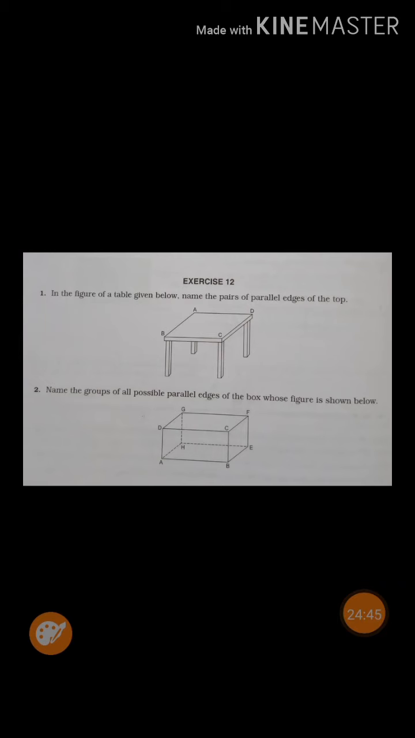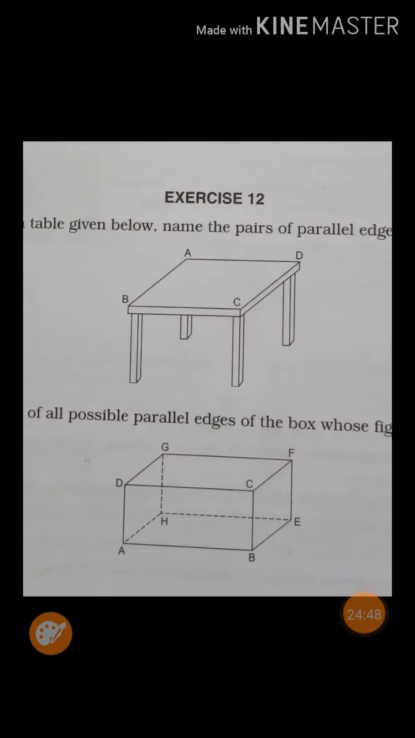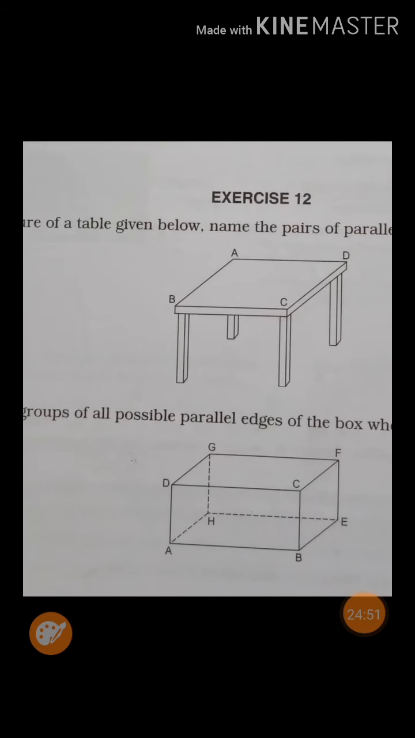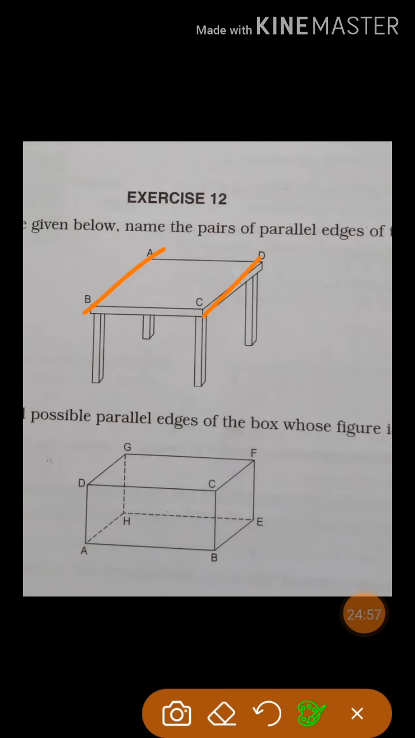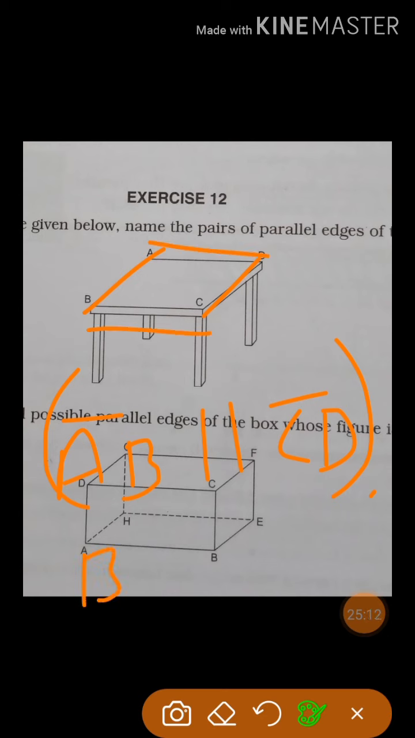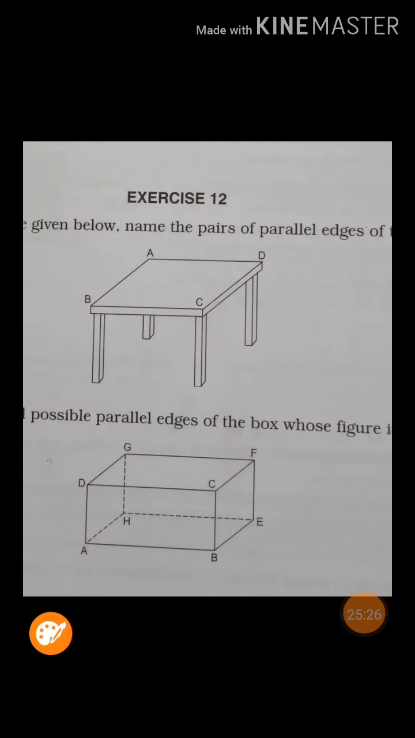Now see question number one of exercise 12. There this is the top of a table and we need to write the pairs of parallel lines. How to write? We can see that AB is parallel to CD. So we write AB, this is a line segment, parallel to CD. We write the pair in brackets. Then in the same way BC is also parallel to AD. So AB is parallel to CD, and BC is parallel to AD, written in brackets. In this way we shall do it.